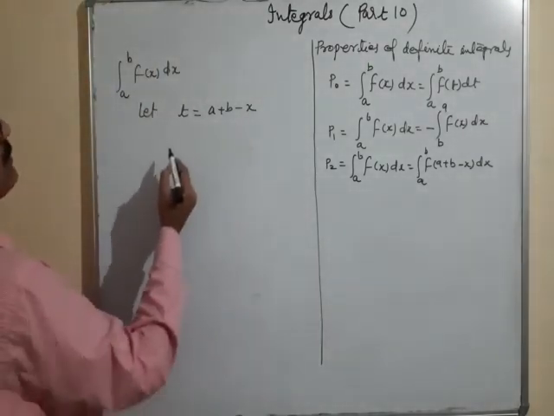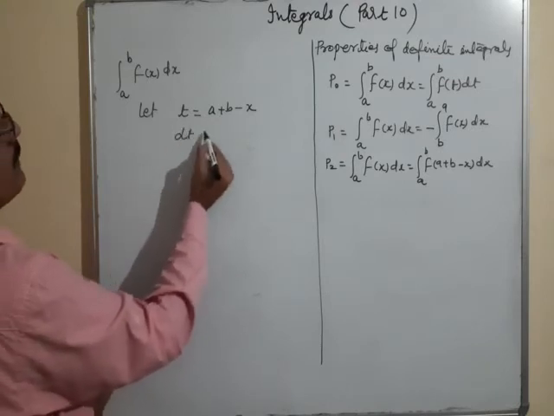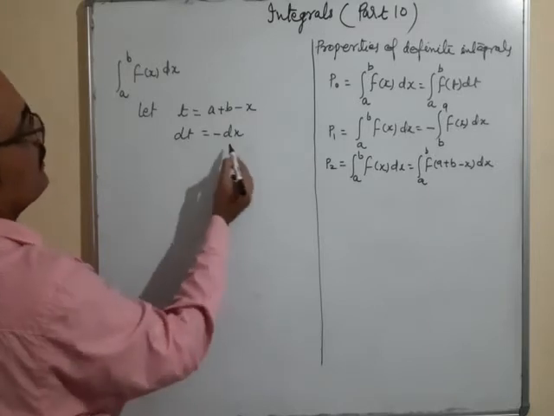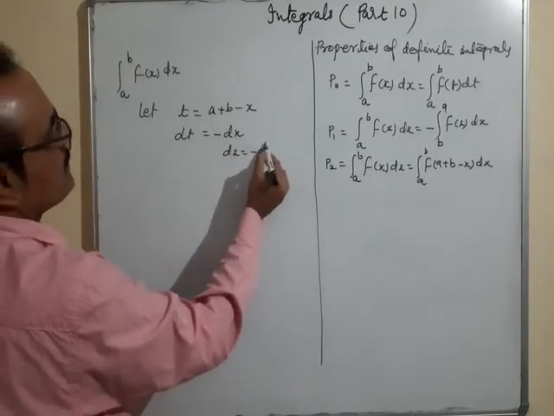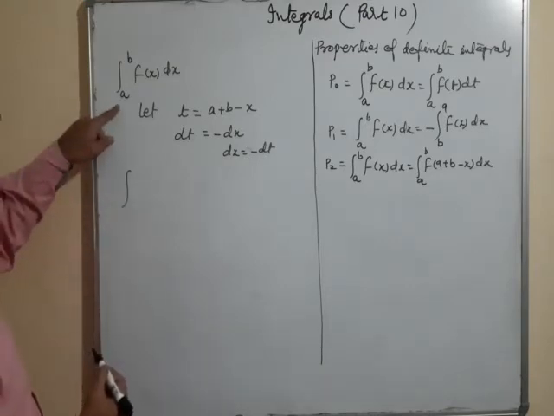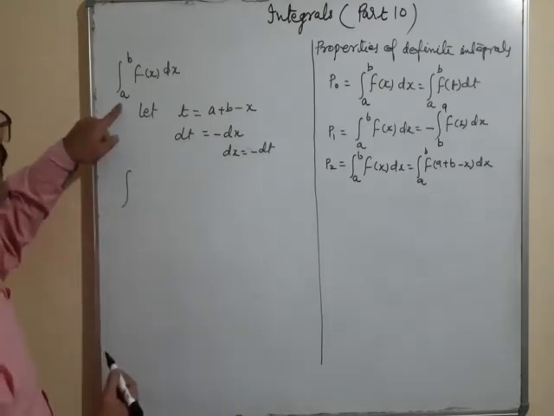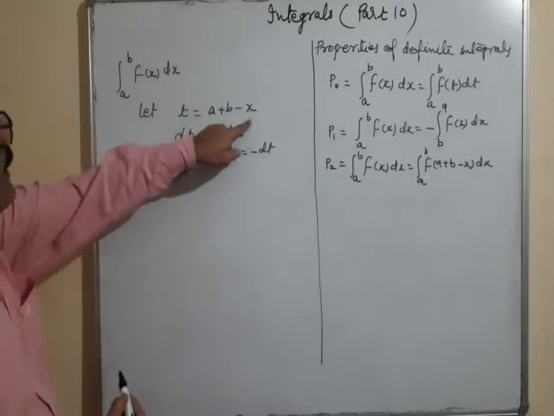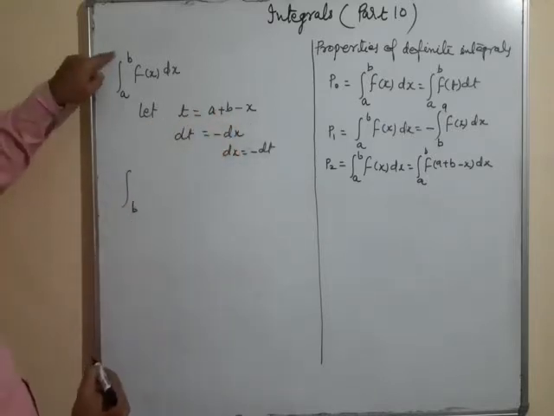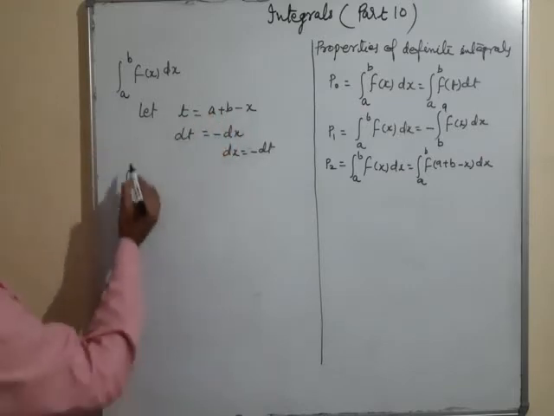Differentiate with respect to t: dt is equal to 0, it is minus dx. Okay, so dx is equal to minus dt. Now this will be replaced. What is the value when we put the lower limit here, a in place of x? This is a, cancel b. So it is b. When I put b here, b and b cancel, it is a.